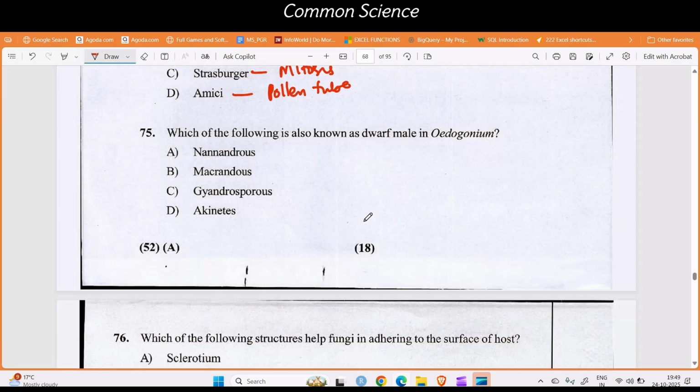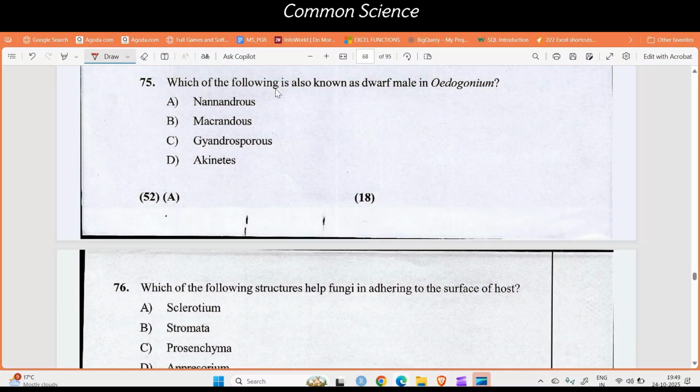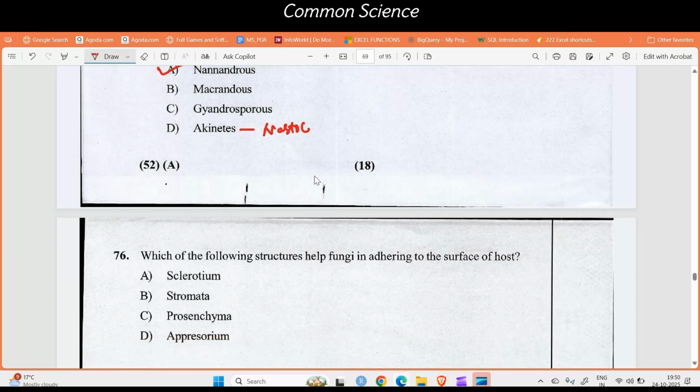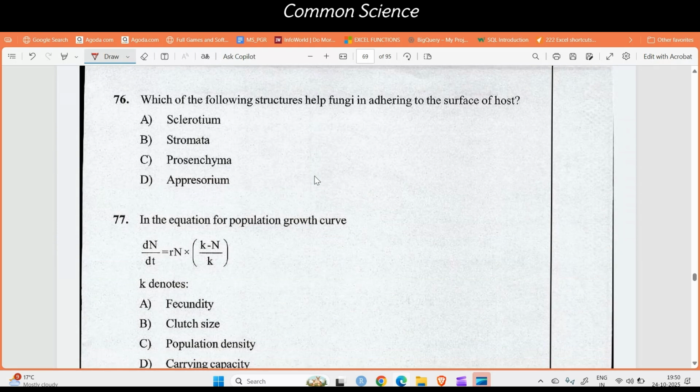Moving on to question number 75. Which of the following is also known as dwarf male in Oedogonium? It's nannandrium. Akinetes are found in Nostoc. Question number 76. Which of the following structures help fungi in adhering to the surface of the host? Sclerotium, no. Stromata, no. Prosenchyma, no. Appressorium. Yes.